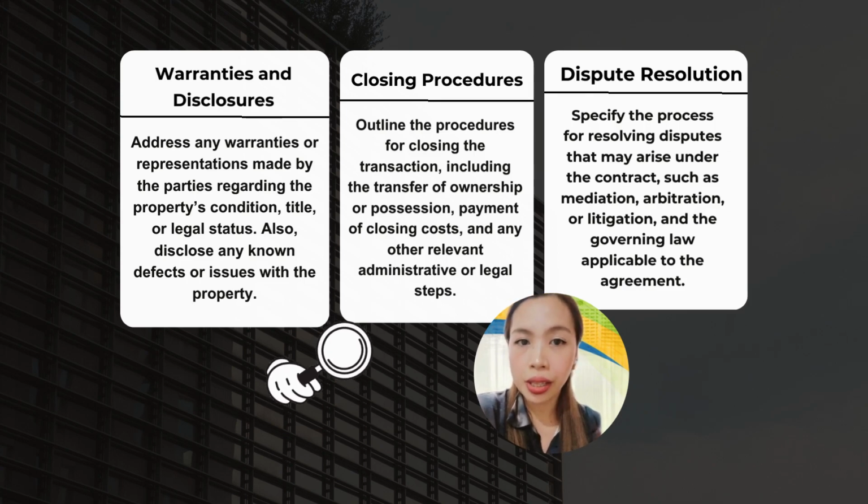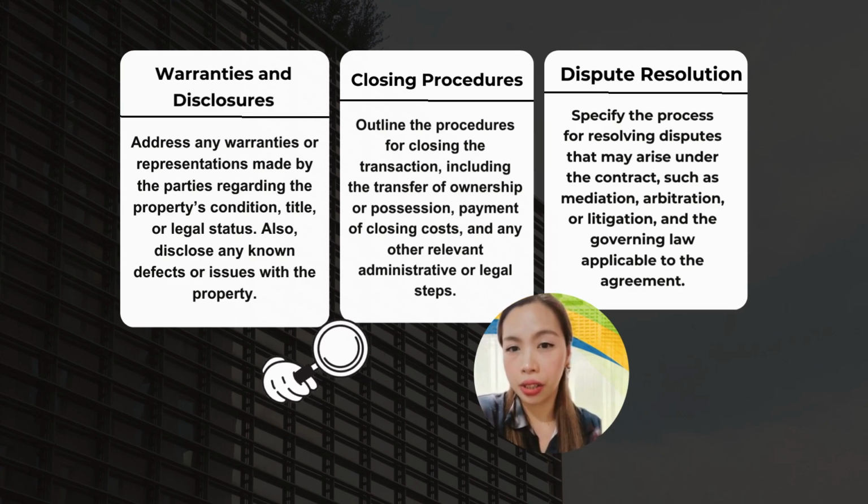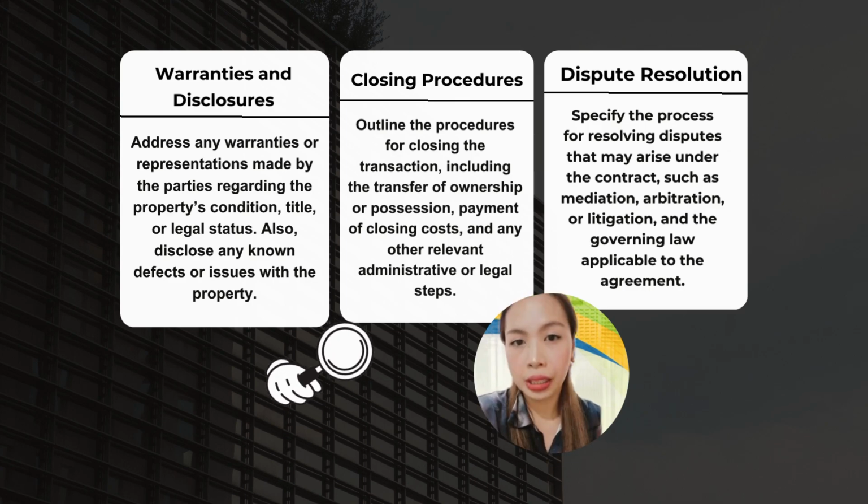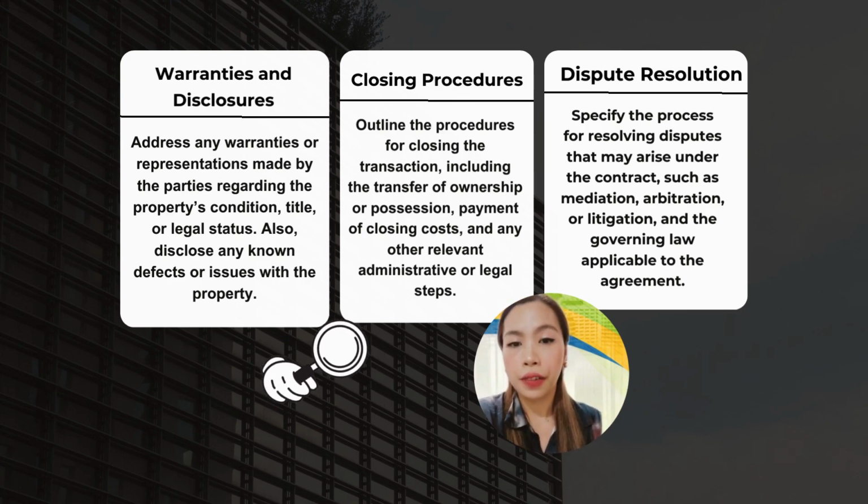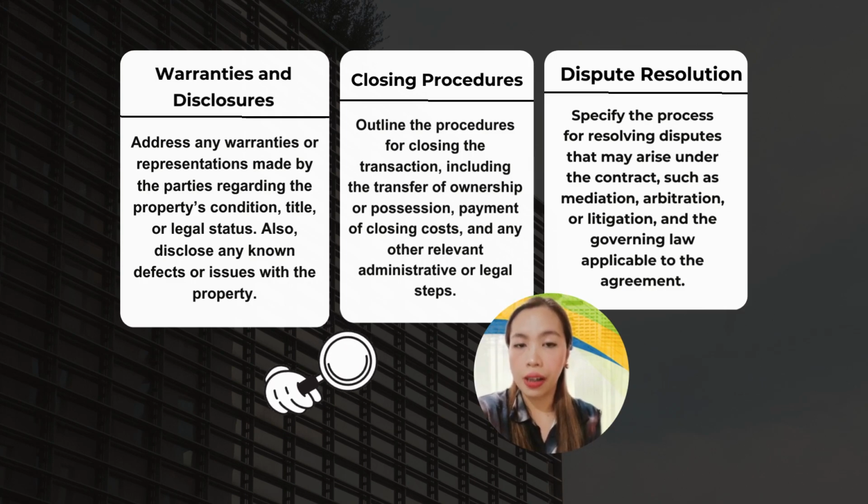Closing procedures. This outlines the procedures for closing the transaction, including the transfer of ownership or possession, payment of closing costs, or any other relevant administrative or legal steps. Dispute resolution. Specify the process for resolving disputes that may arise under the contract, such as mediation, arbitration, or litigation, and the governing law applicable to the agreement.